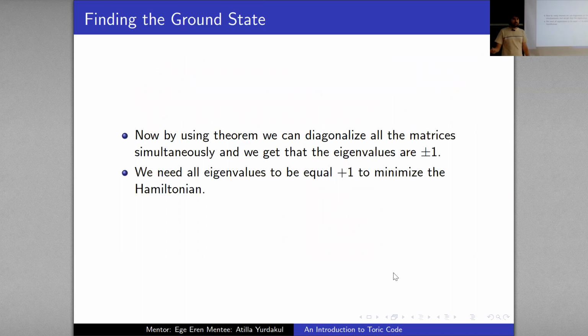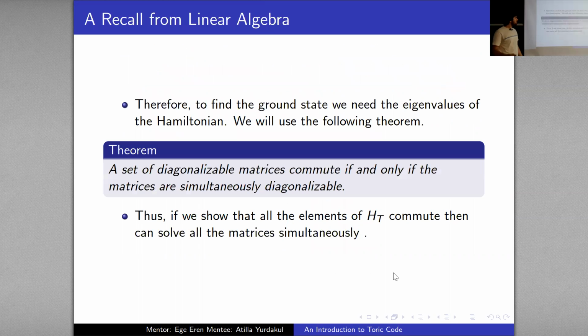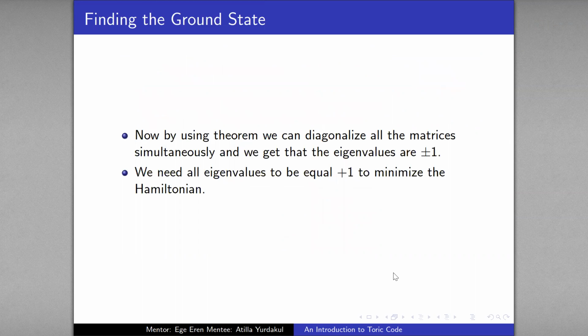Now, by using the diagonalizable matrices theorem that we have stated, we can diagonalize all the elements of the Hamiltonian at the same time, and we can solve that. To minimize the Hamiltonian, the eigenvalues must be +1.